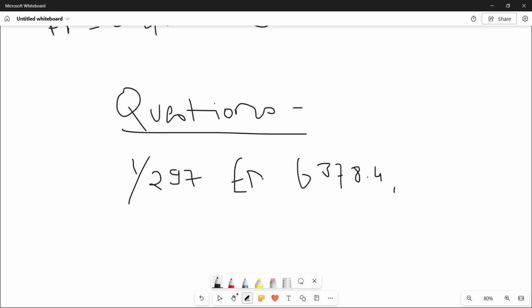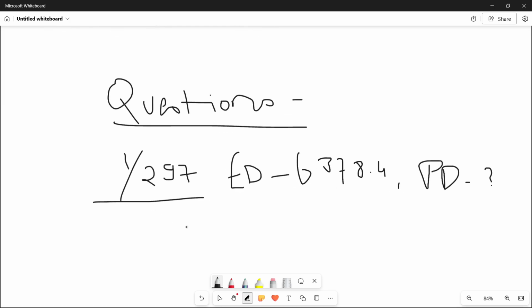We are given the earth's equatorial diameter. We have to find the polar diameter. We are already given the compression, that is 0.3%, that is 1 divided by 297. So I want you all to open your scientific calculator and enter 6378.4 into 1 upon 297. What will you get? 6378.4 divided by 297. The answer you are getting is 21.28.